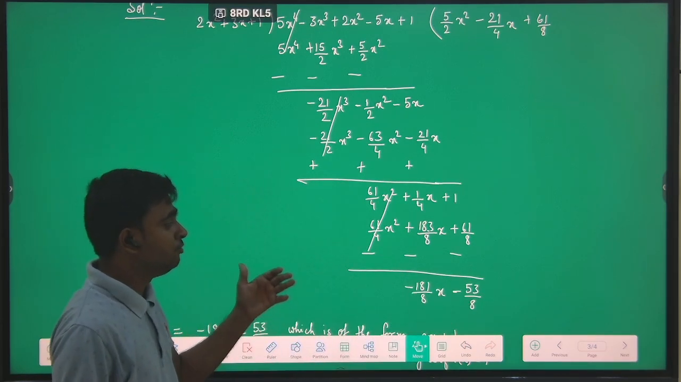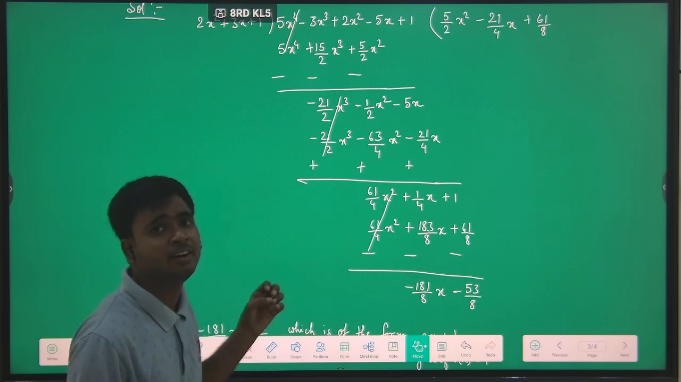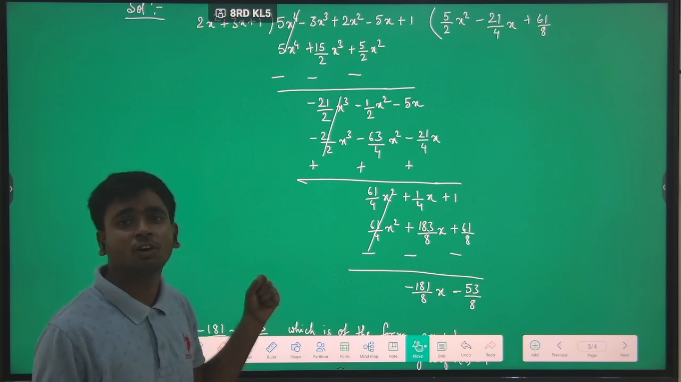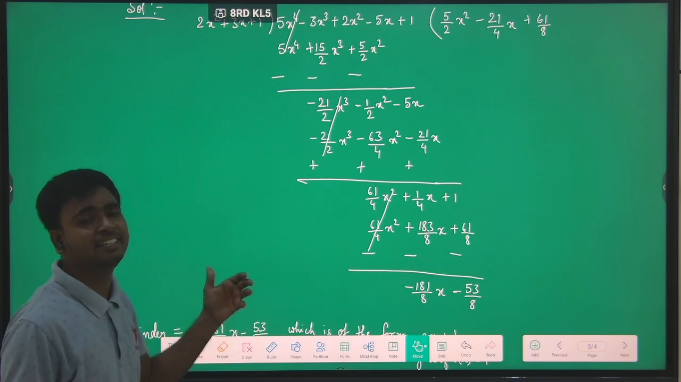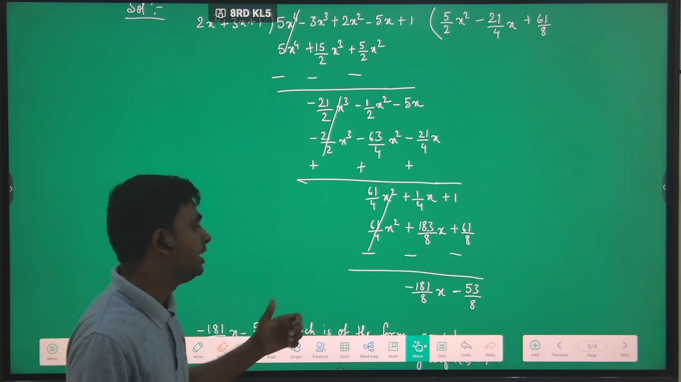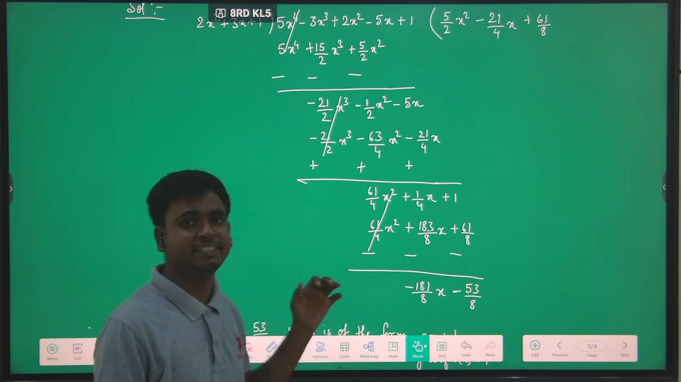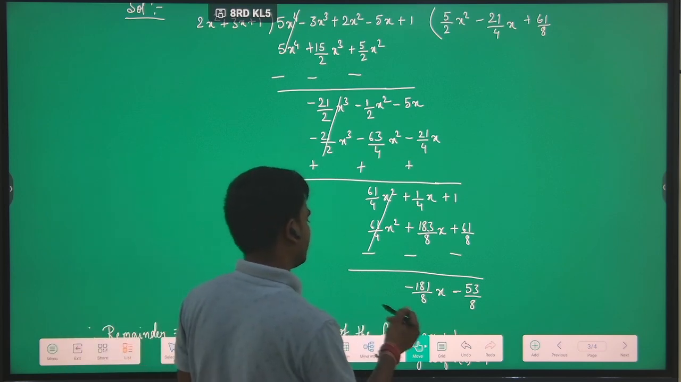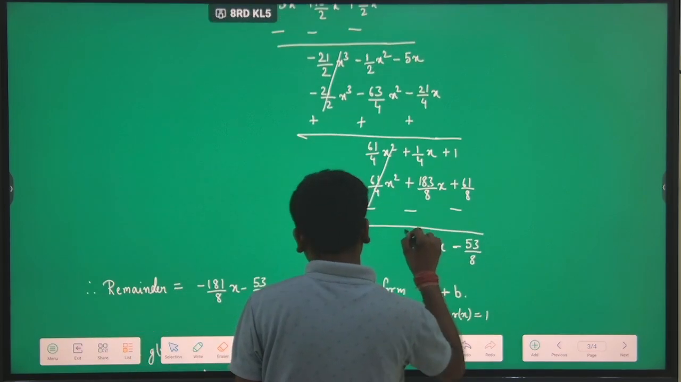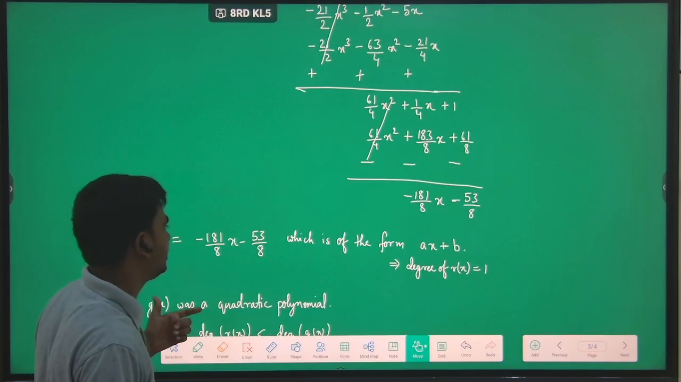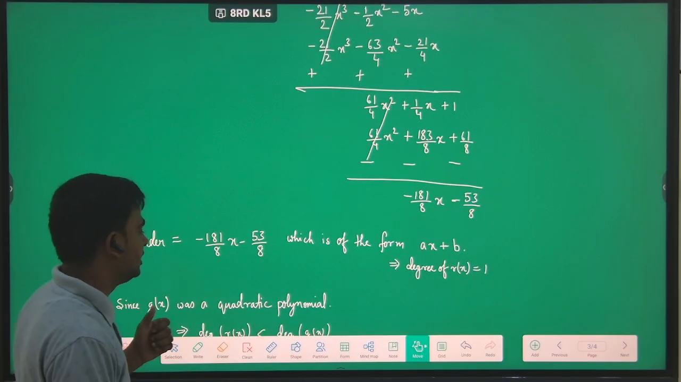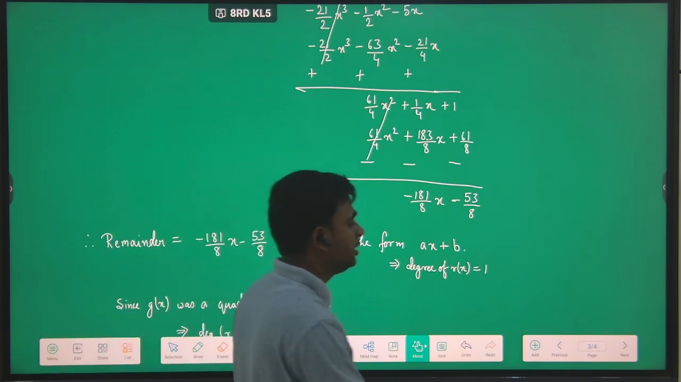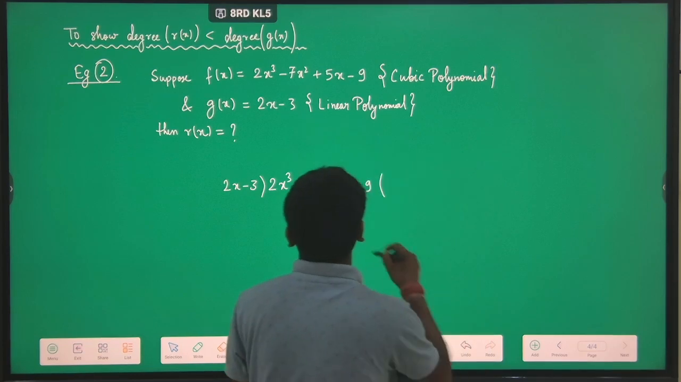So what we see is that whenever Gx is dividing fx, the degree of Rx, that is the degree of the remainder, is always less than the degree of Gx. That means the degree of the divisor. So this was the first example through which we can say that the degree of Rx is always less than the degree of Gx. Let us move towards our second example.